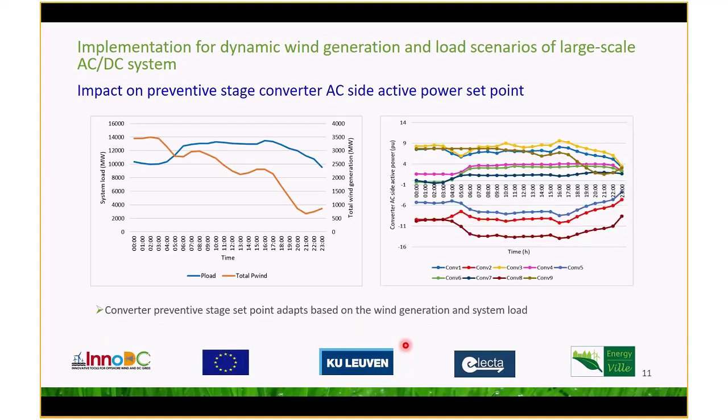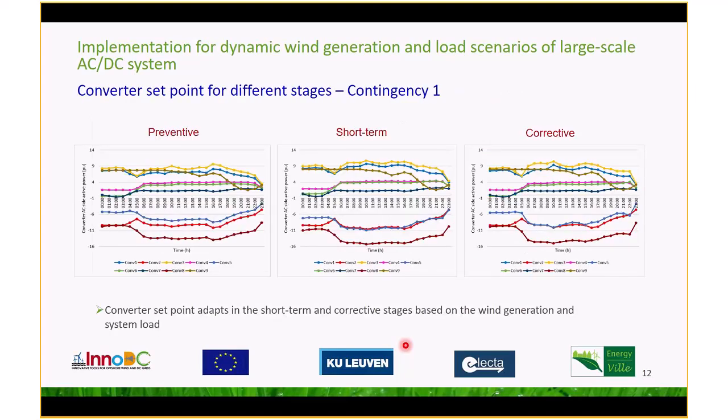For these scenarios, the resulting converter set points in the preventive stage were also observed. It can be seen here that the converter preventive stage set points also adapt based on the wind generation and system load scenario. Here we can see how the converter set point adapts for the different stages, that is the preventive, short-term, and corrective stages of contingency 1. These changes show that the set points are different for each of the different scenarios.